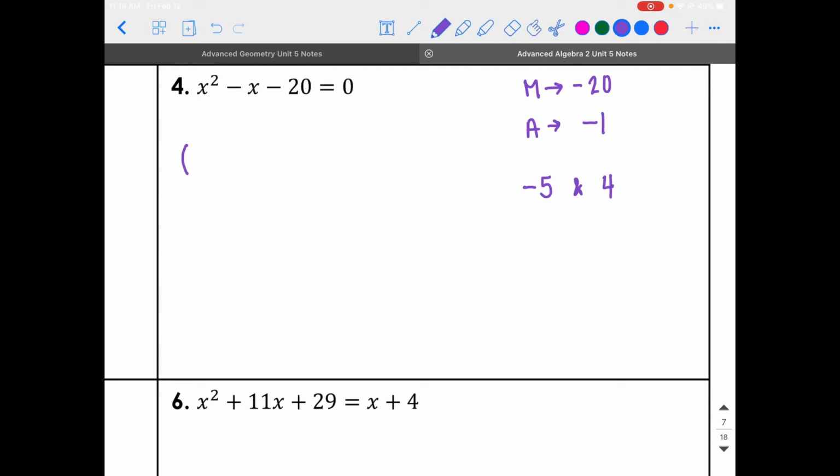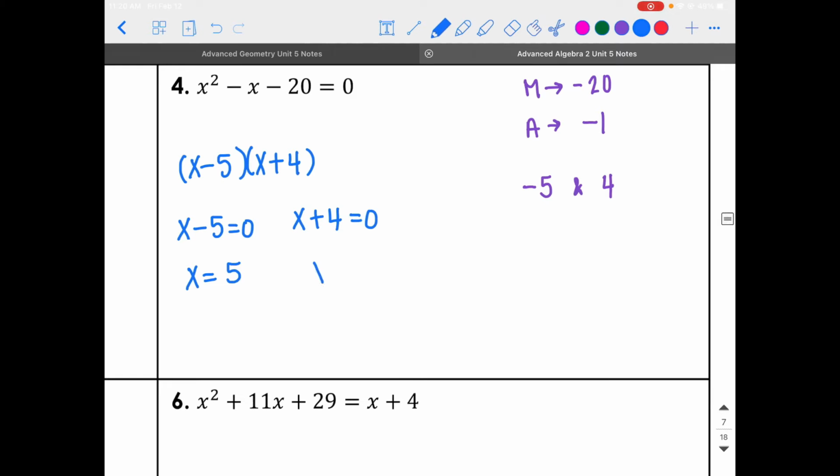So when I factor, I have x minus 5 and x plus 4. That's the process of factoring. Set each of those factors equal to 0. So when I solve, I get x equals 5 and x equals negative 4.